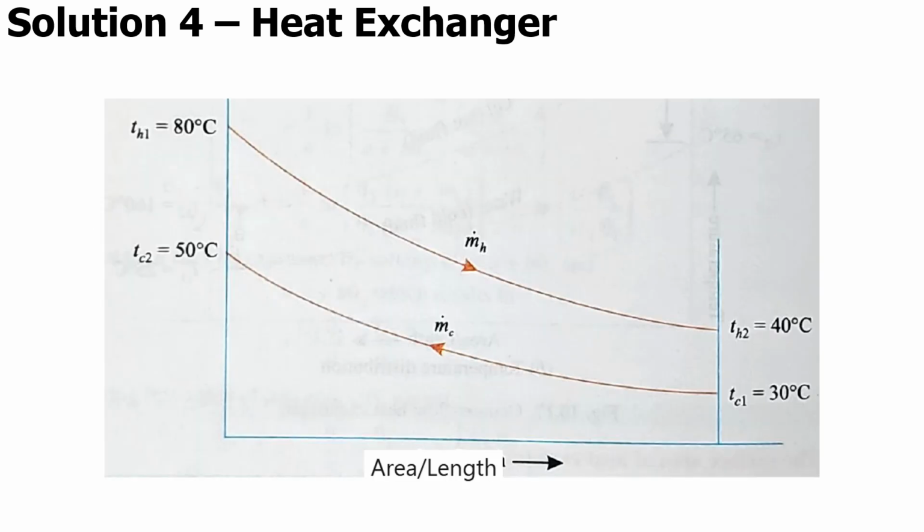This diagram visually represents the temperature profiles for a counterflow heat exchanger. Notice how the hot fluid enters at TH1 and cools down to TH2, while the cold fluid enters at TC1 and heats up to TC2. In a counterflow setup, the fluids flow in opposite directions, allowing for a larger overall temperature difference and more efficient heat transfer, which enables the cold fluid to exit at a higher temperature than the hot fluid's exit temperature.